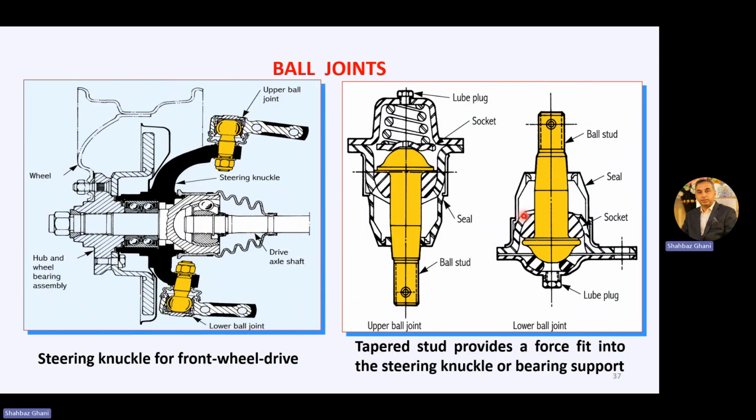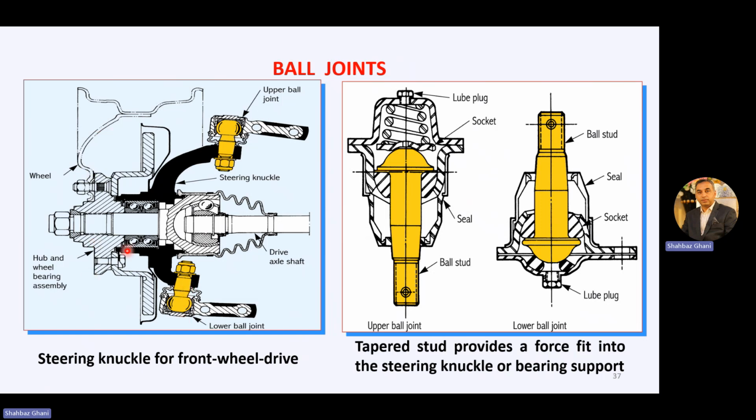Now the ball joint, the last topic, last slide of this chapter. We have an upper control arm and a lower control arm, and they are joined with the steering knuckle by the upper ball joint and lower ball joint. So the steering knuckle has to be joined with the upper and lower control arms, and that joining is done with the help of the upper ball joint and lower ball joint.